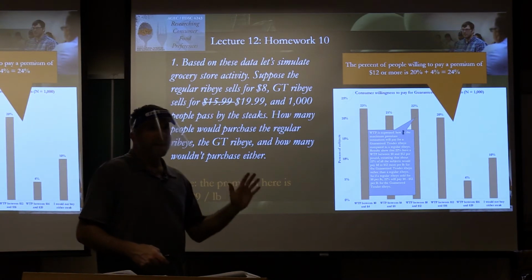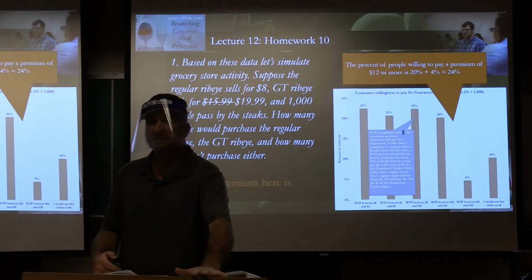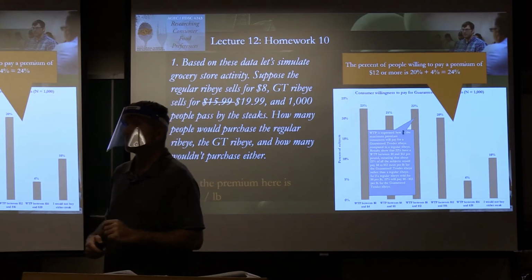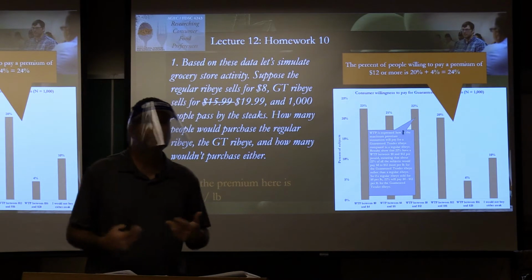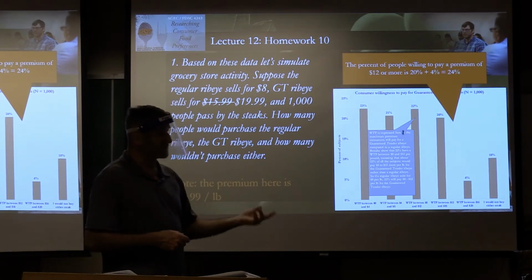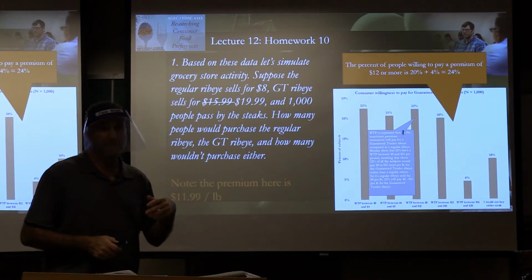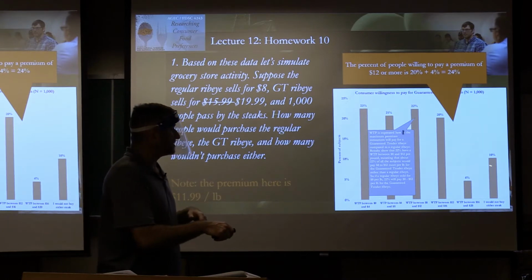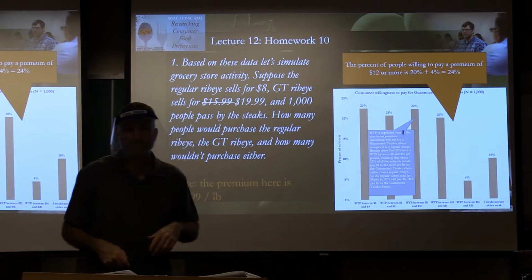So we know if you charge $11.99 more for it, these data tell us that 24% of people who buy a steak at least will buy the guaranteed tender steak. Because remember, 10% of people here wouldn't buy either steak.